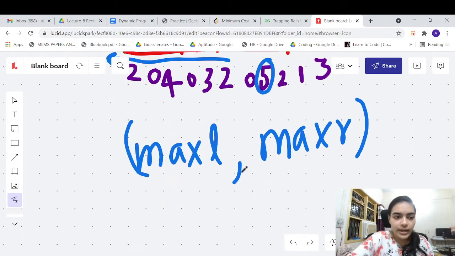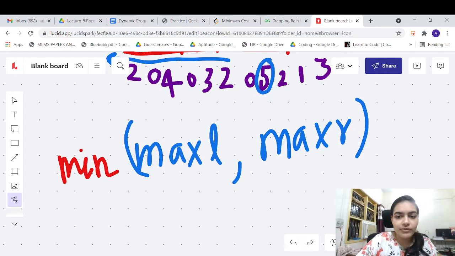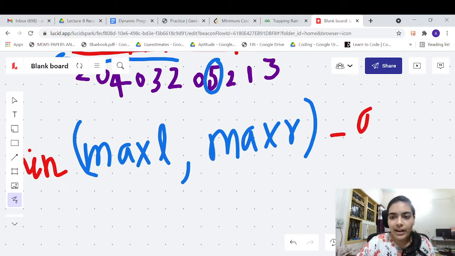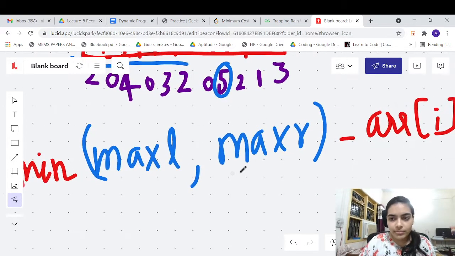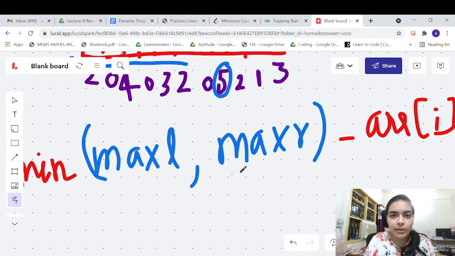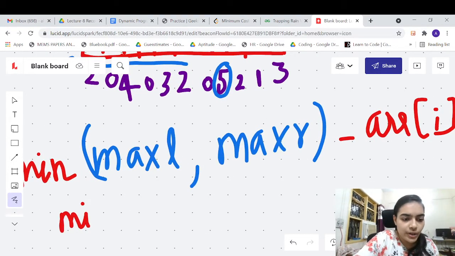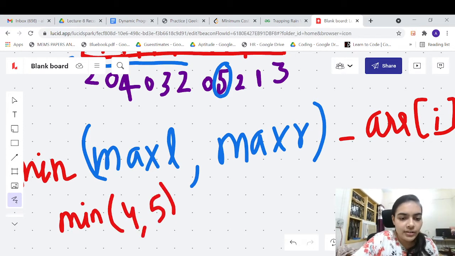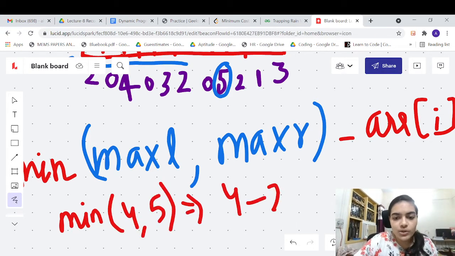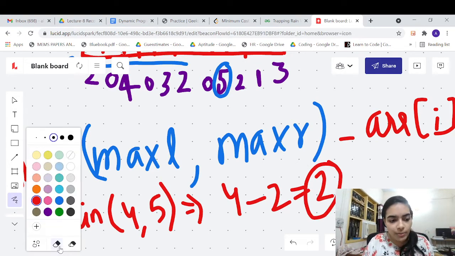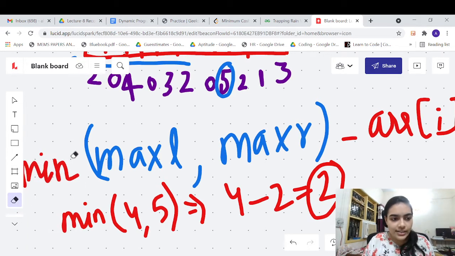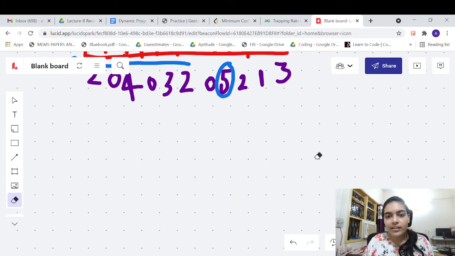So take the minimum of the maximum left and maximum right, and then subtract the area of the current bar, which is the same as the height of the bar because the width is just 1. Minimum of 4 comma 5 gives you 4. 4 minus 2 is equal to 2. So this block is going to store 2 units of water. Similarly, you can find it out for all the blocks and get your answer. This is the simple logic that we are going to take.